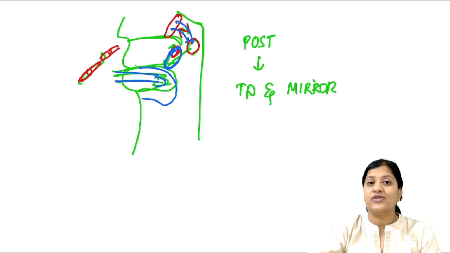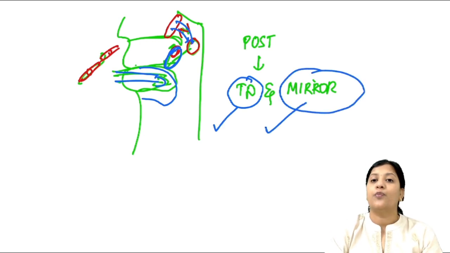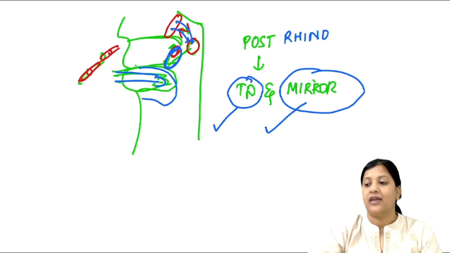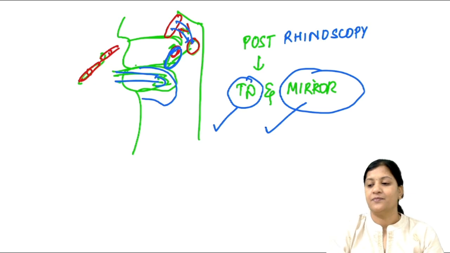So what are the two instruments I am using here? Am I using the tongue depressor? Yes. And am I using the mirror? Yes. So both of these instruments are used for performing posterior rhinoscopic examination. So for posterior rhinoscopy, you require tongue depressor and you require a mirror.